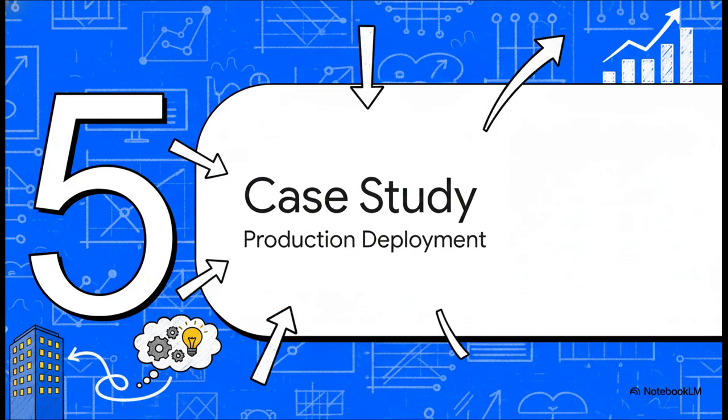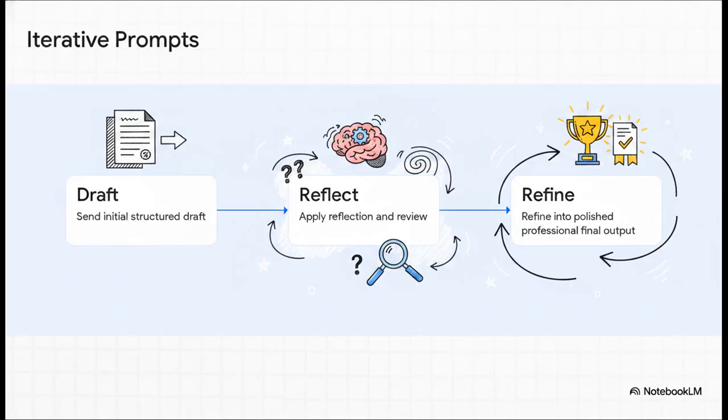And finally, Section 5, our case study on production deployment and scaling these prompts across large corporate teams. Let's move to it and see how this builds in the real world. Because honestly, you rarely get a perfect output in one single shot on a complex project. It's an iterative process. First, you send your initial structured draft, using those clear headings and tight constraints we talked about. Second, you apply reflection and review. You literally ask the AI to evaluate its own first draft against your specific parameters. And third, you refine that into a polished, professional final output. This iterative refinement is the secret to completely rescuing a complex project. It turns a rough first pass into a reliable, high-quality, production-ready asset.